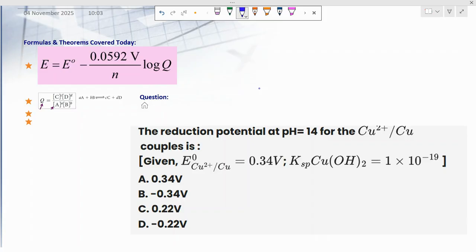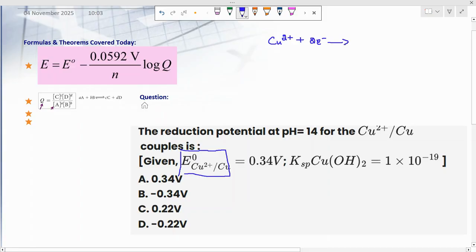So in electrochemistry, there are two parts: electrochemical cell and electrolytic cell. And this question is based on the electrochemical cell. Let's see what the given data are. Here the given data are the standard EMF for the half cell. Why am I saying this is a half cell? Because only reduction happens, that is, Cu2+ is gaining 2 electrons and is converted into Cu. This is called the reduction reaction.